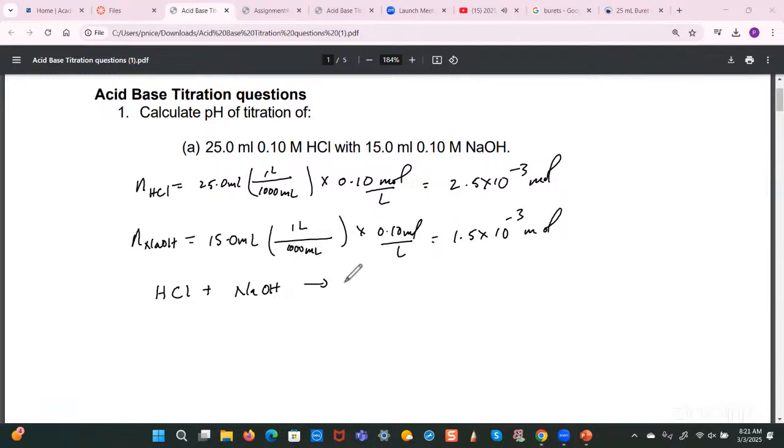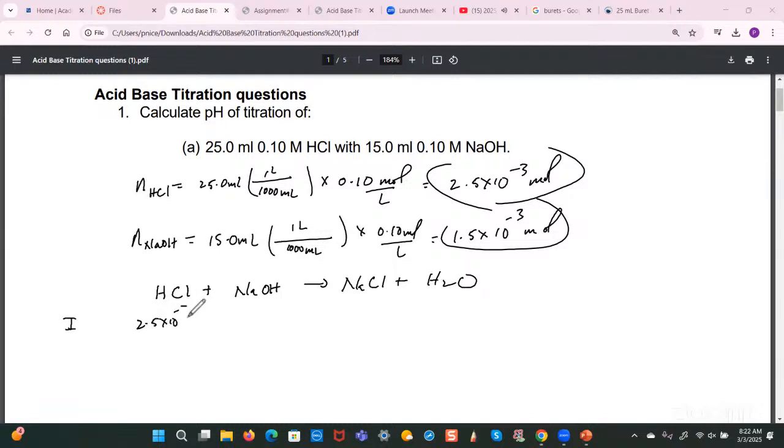And of course, we know the products are sodium chloride and water, right? So we're going to set up an ICE table. Initially, these are the amounts we're going to place under the respective reactants. Initially, we have 2.5 times 10 to the minus 3 moles of HCl. For the sodium hydroxide, it's not 2.5, it's 1.5 times 10 to the minus 3 moles of sodium hydroxide. Initially, you're going to have no sodium chloride and no water, right?